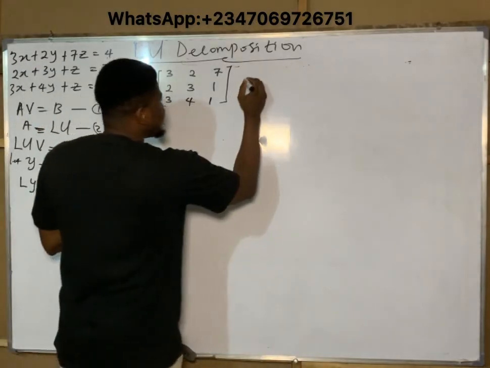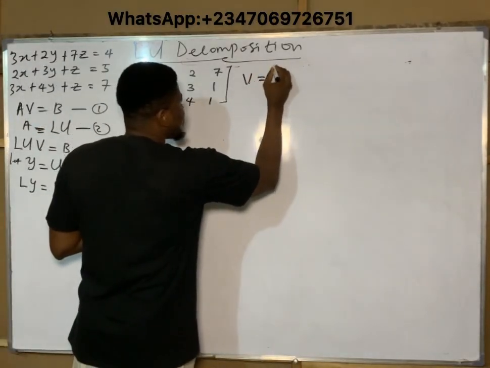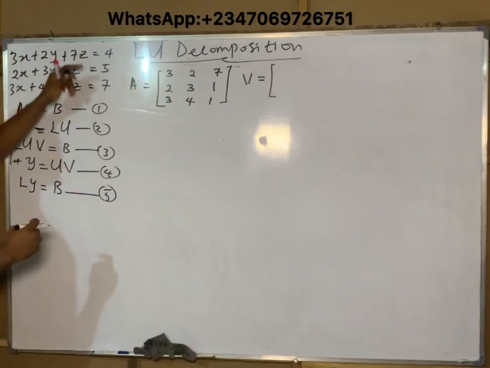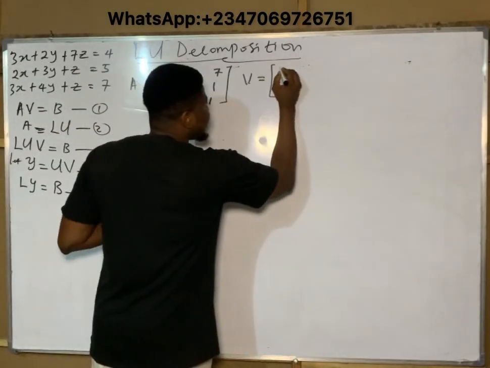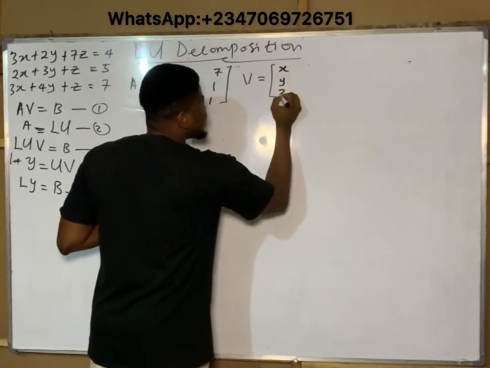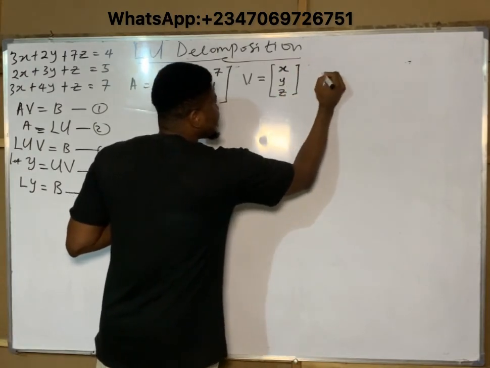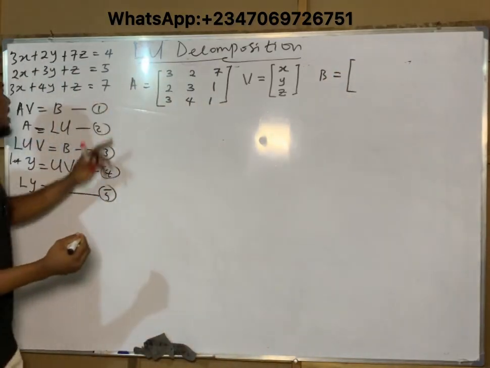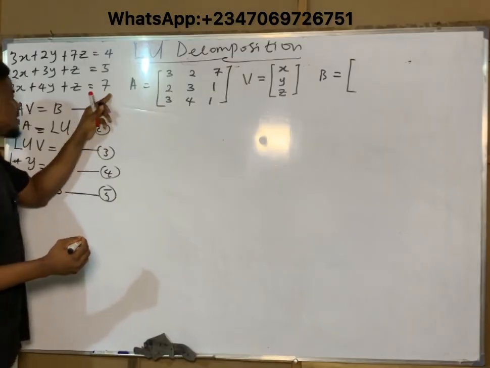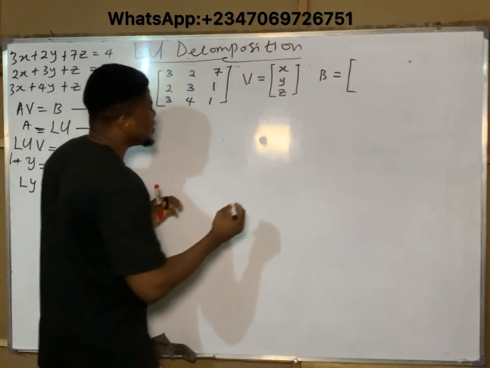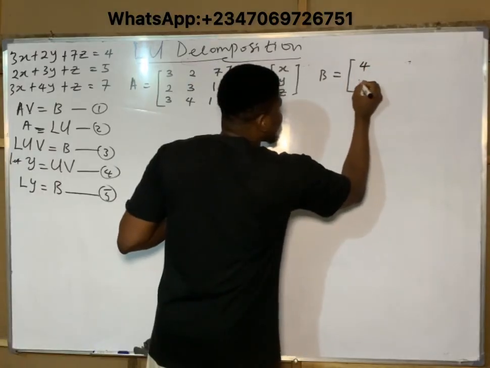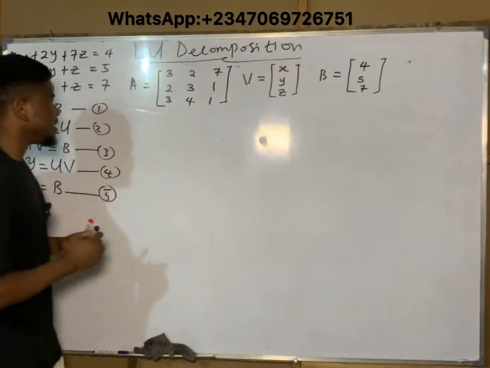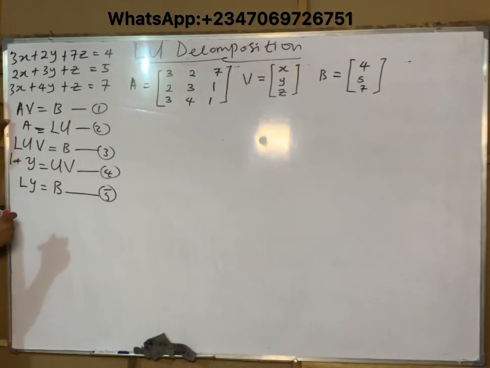Next is the variable matrix V. This is going to be equal to what we are looking for. These are the variables or the unknowns, x, y, and z. So the variable matrix is x, y, and z. Finally, our constant matrix B represents the constants 4, 5, and 7. So we have 4, 5, 7. So this is our constant matrix B. So that's the first step. We've broken this down now.